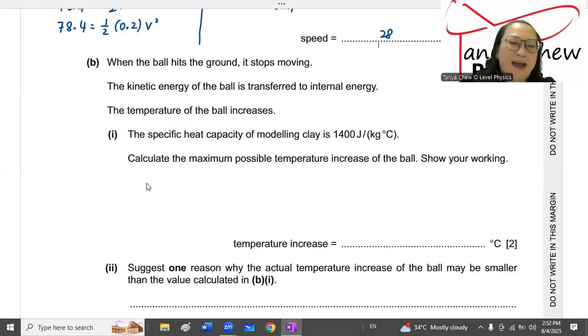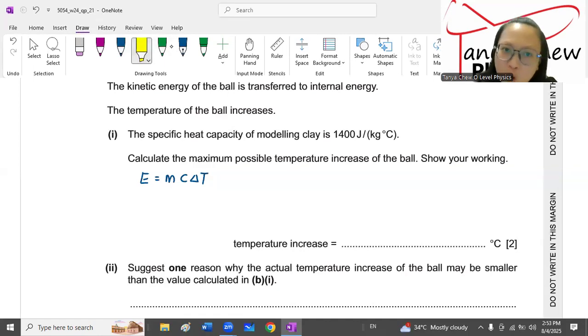When the specific heat capacity is given, the only equation that you're supposed to use is E equal to mc change in temperature, where E represents the thermal energy or the internal energy, m represents the mass of the ball, c represents the specific heat capacity, and delta T represents the change in temperature. Right, E. Okay, I need to find the thermal energy or the internal energy. It seems not to be given by the question, but don't worry.